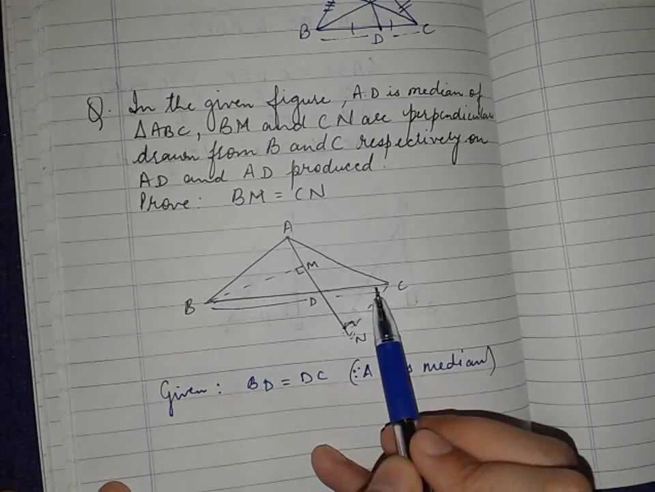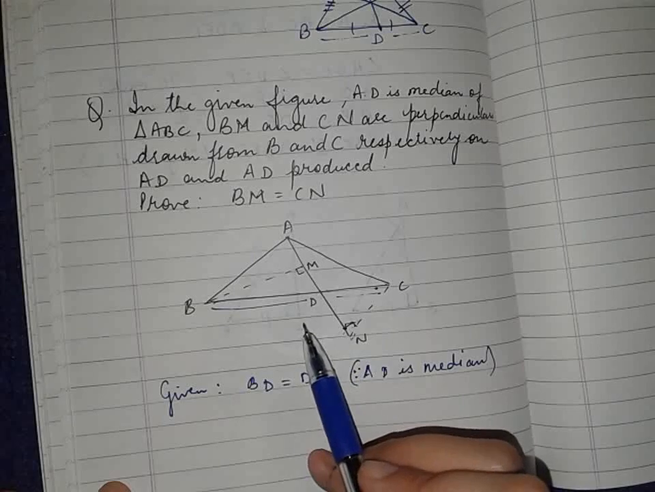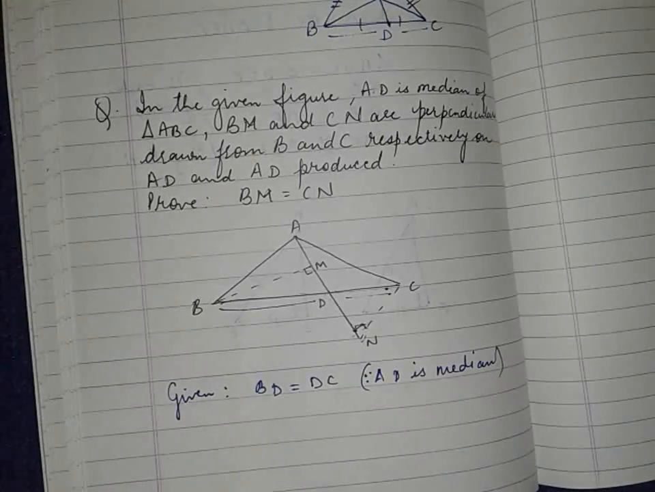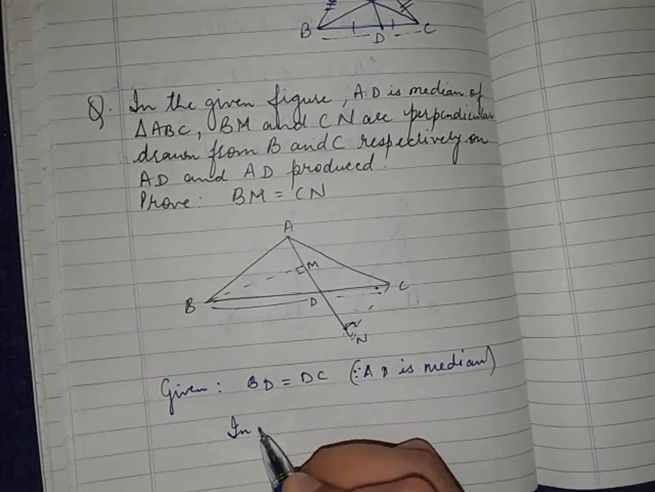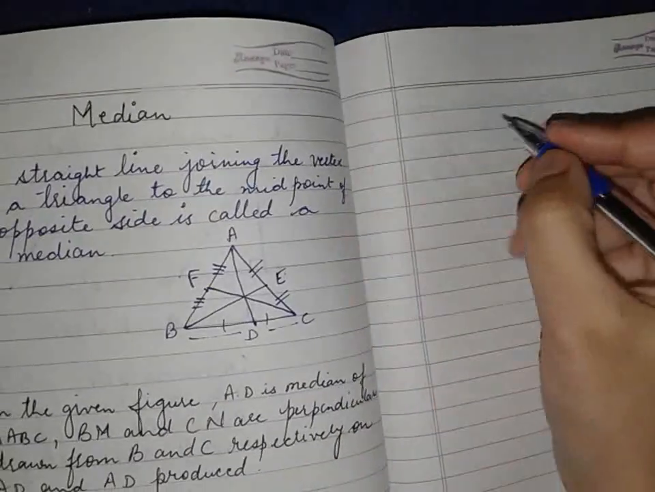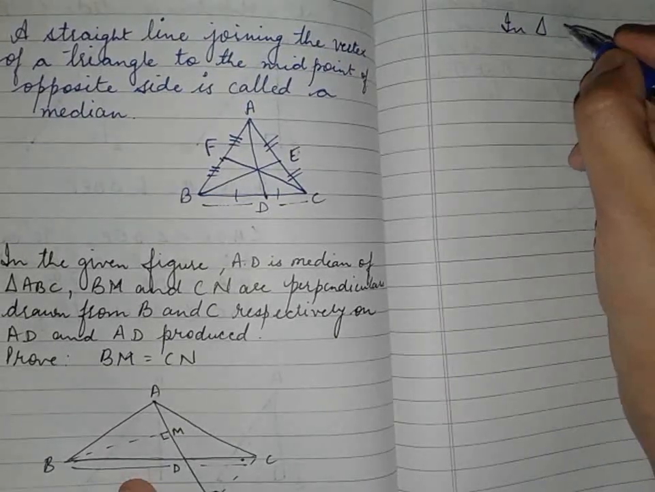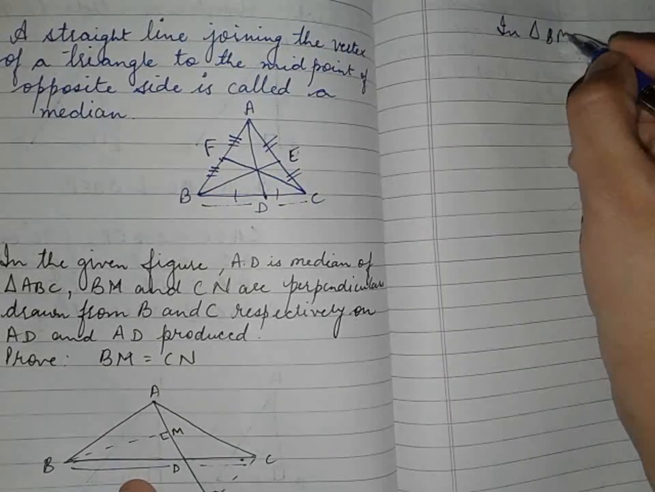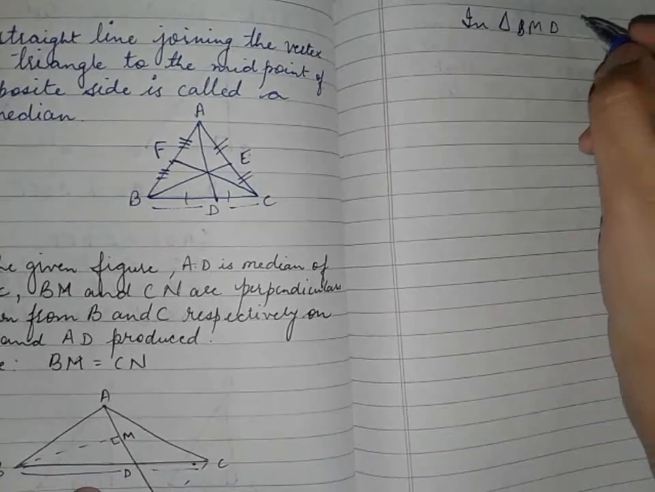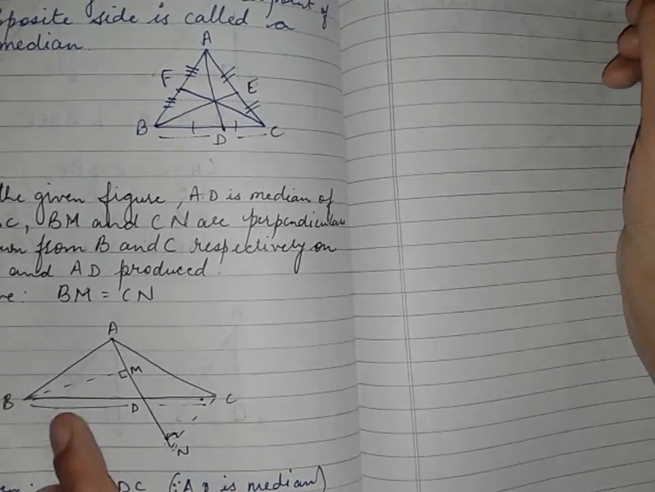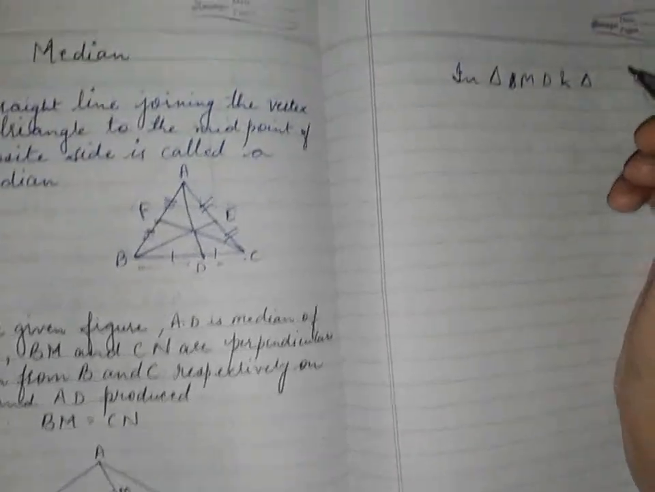Now CND can be congruent to this triangle, as both of them contain 90 degrees. These two sides are also equal, and one more equality we can find. So only these two triangles will be considered. Name them. In triangle BMD, and triangle CND.